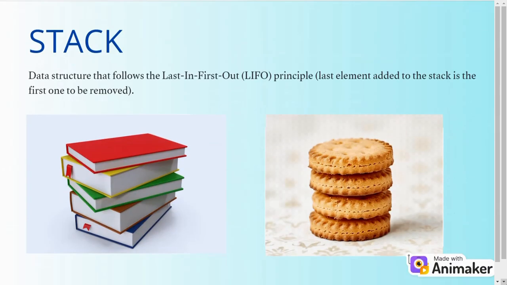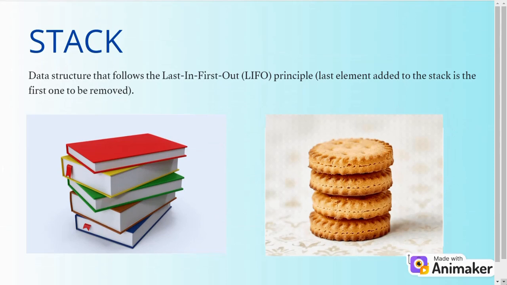Now let's discuss what a stack is. A stack is a linear data structure that follows the last in first out principle, meaning that the last element added to the stack is the first one to be removed. In other words, insertions and deletions are allowed only at the end, which is the top of the stack. Here we have some real-life examples of a stack of books and a stack of biscuits.